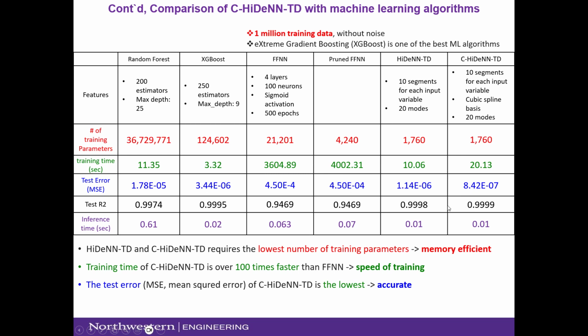And this is the only case where we achieve a 0.9999 R-squared value. And finally, the inference time of C-HiDeNN and HiDeNN are the lowest. That means if we have a new data point, evaluating that data point using our trained model is much faster than the other methods. The reason is we have the smallest number of training parameters. So our neural network structure is very simple, but still we are achieving very good accuracy.